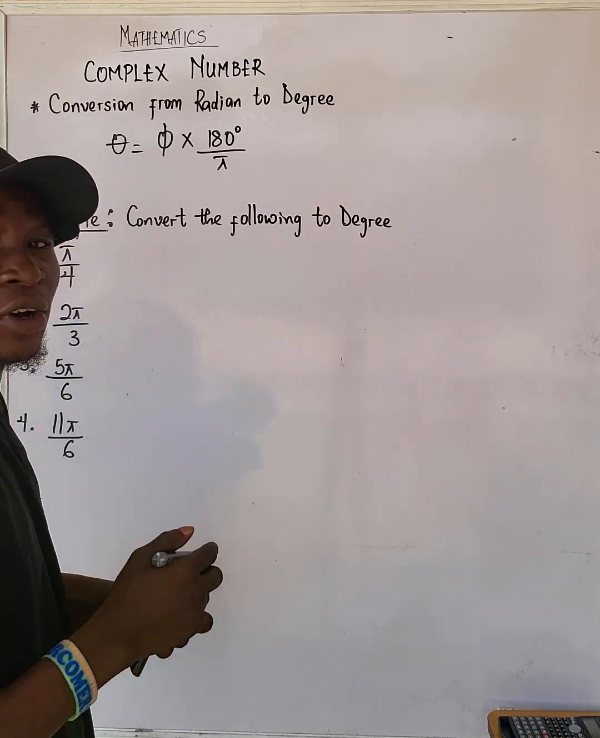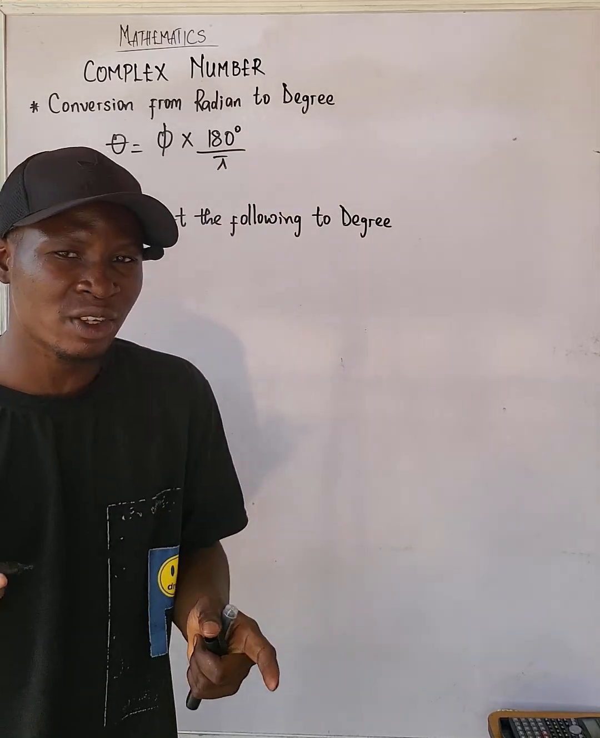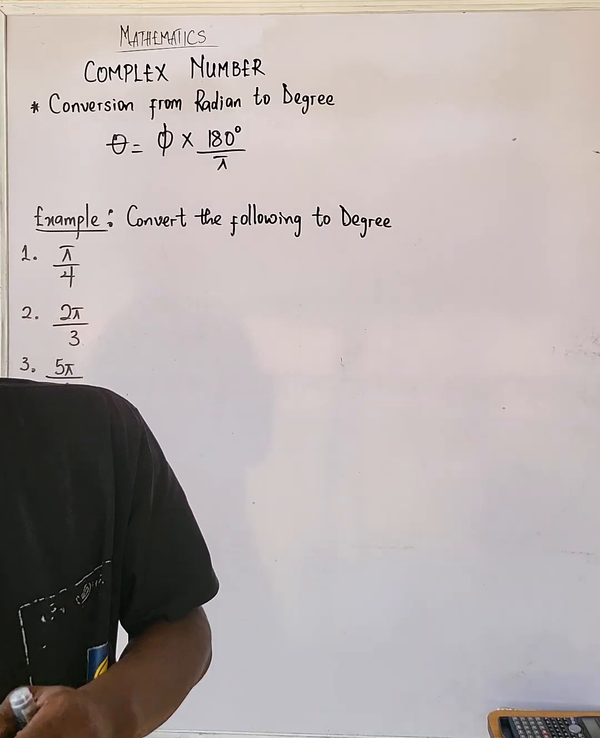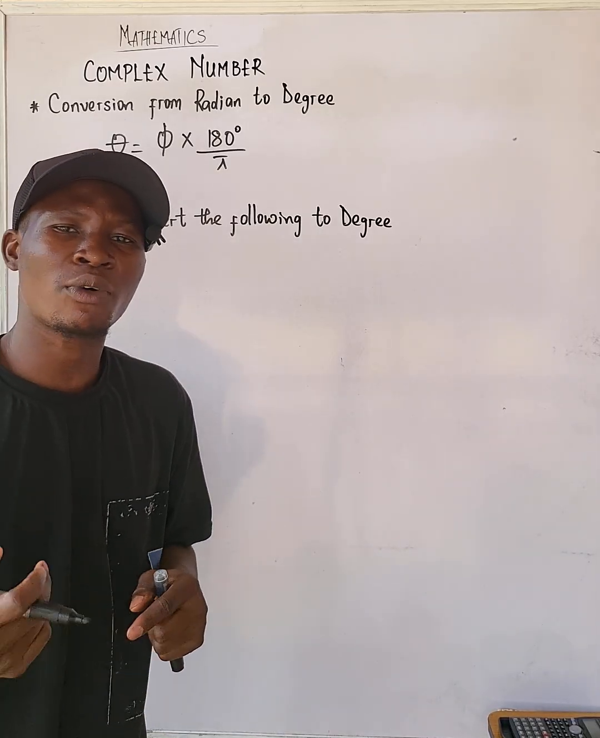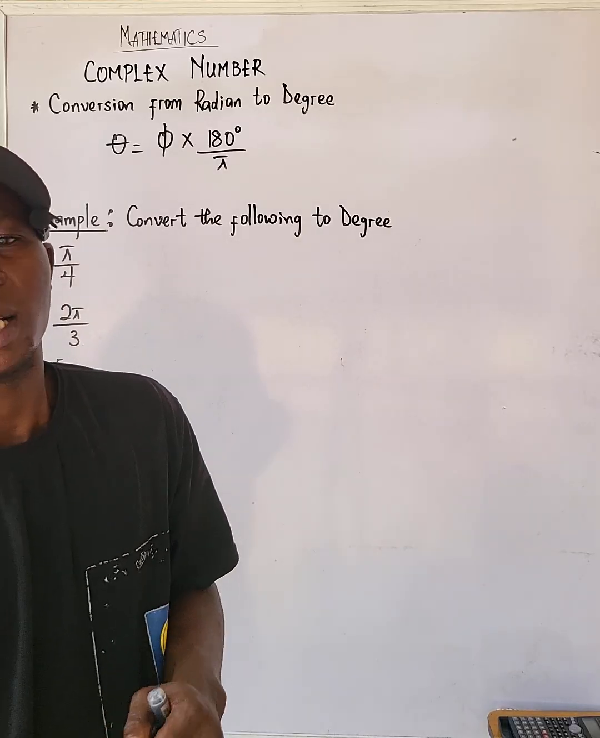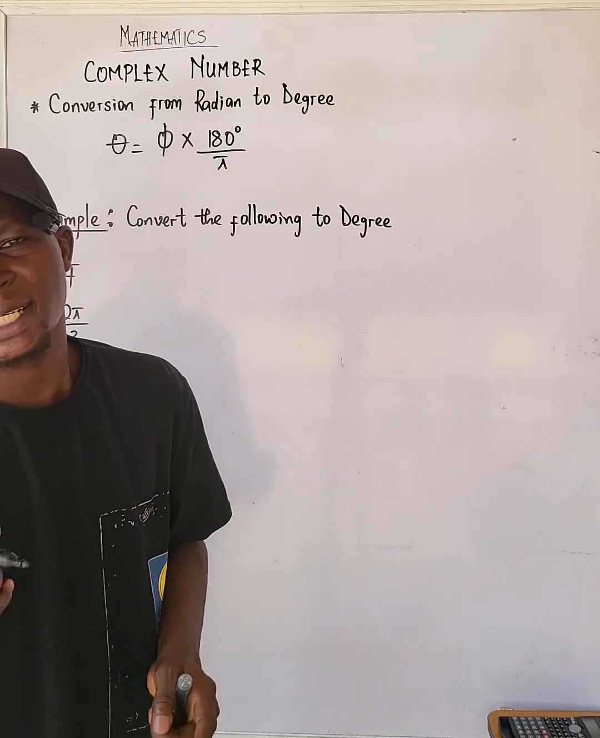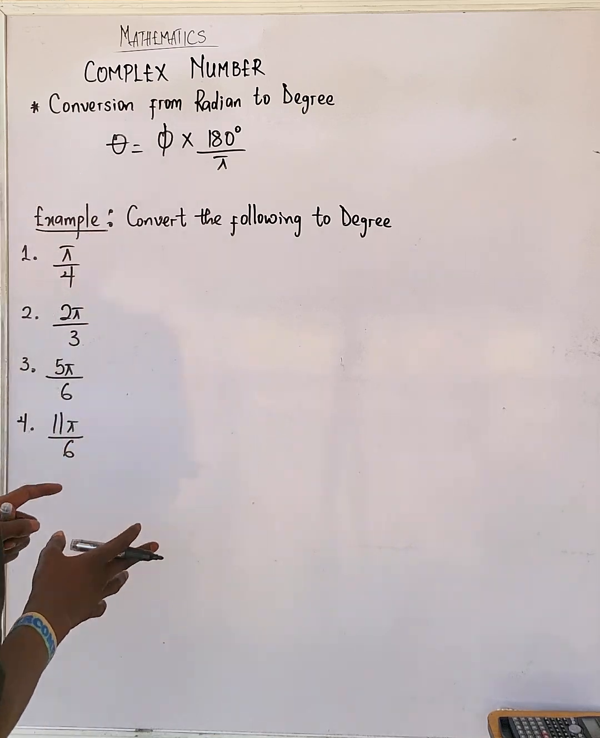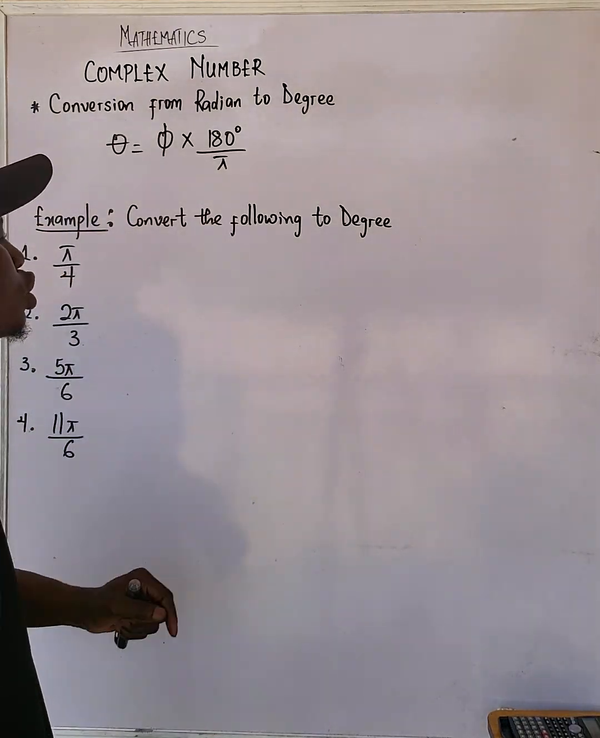That's the formula. The one we did in the previous video, conversion from degree to radian, the formula is simply theta multiplied by pi over 180. While conversion from radian back to degree is now that radian multiplied by 180 degree over pi. It's just vice versa. Do you understand? So don't mix them up. Now, example, convert the following to degree.